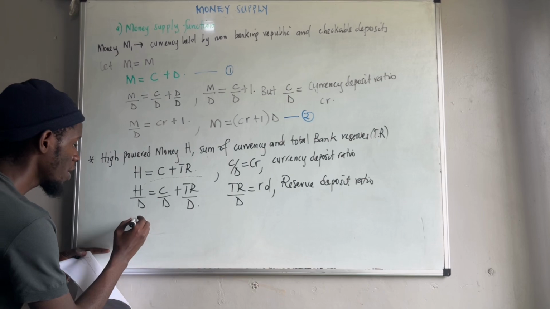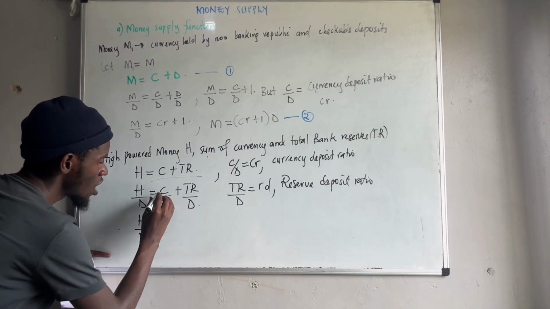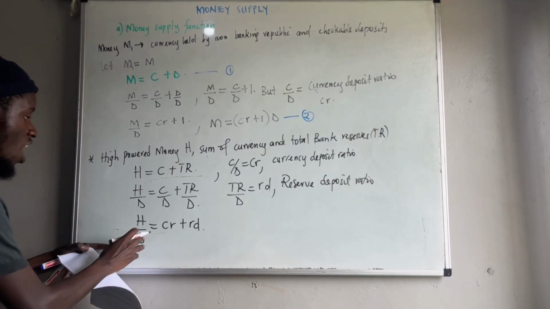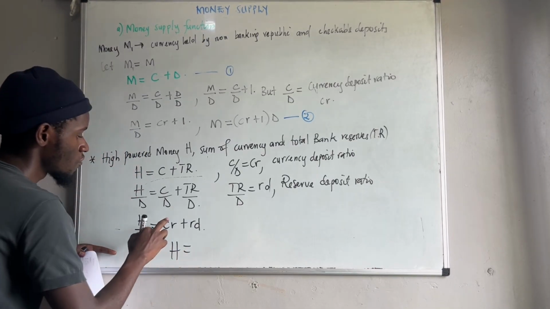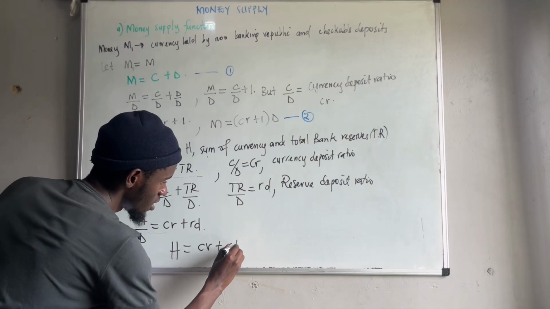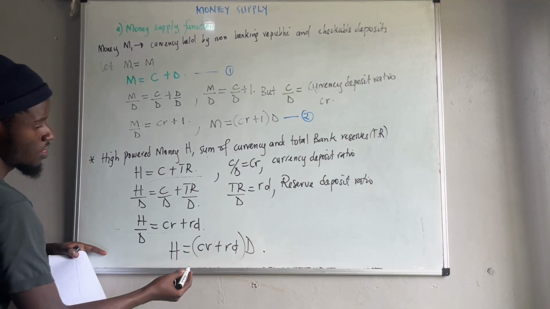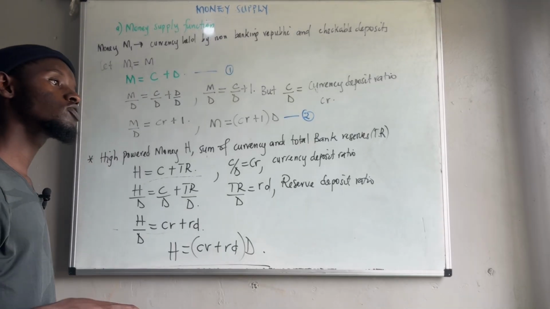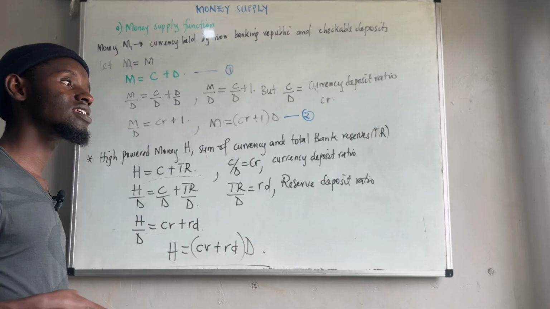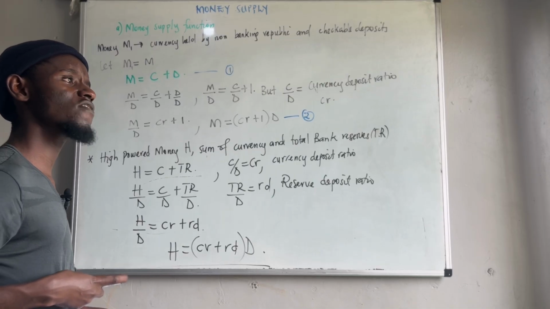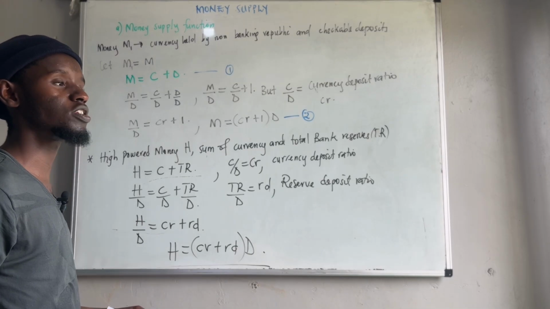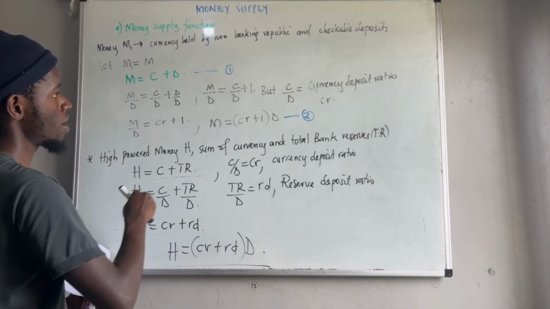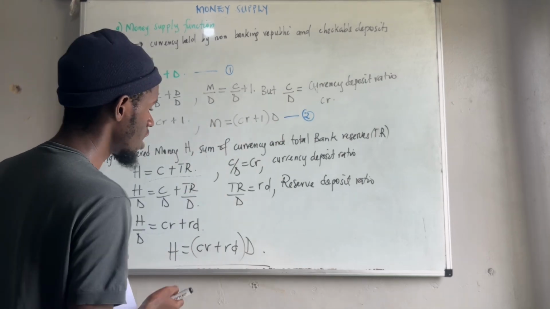Now from here, we have H over D equals CR plus RD. And then if we have our high powered money demand, H is CR plus RD times the deposit. This is the high powered money demand in terms of the deposits, because money depends on how many deposits the commercial bank has. If people are not depositing in commercial banks, commercial banks are not able to create money. Commercial banks create money supply as a result of the deposit. That's why we make M in terms of D and H in terms of D. Then this is our equation 3.